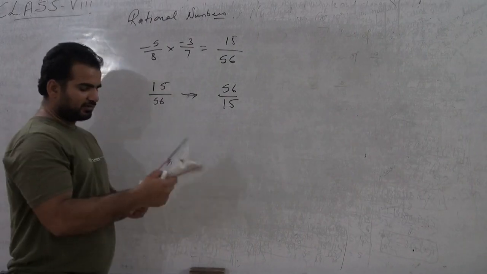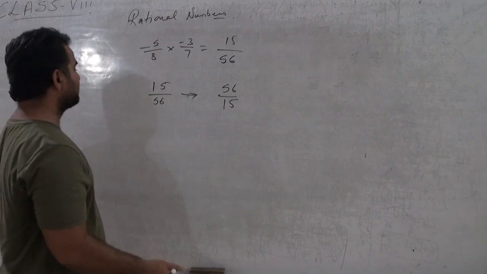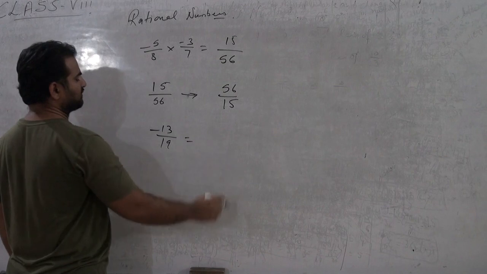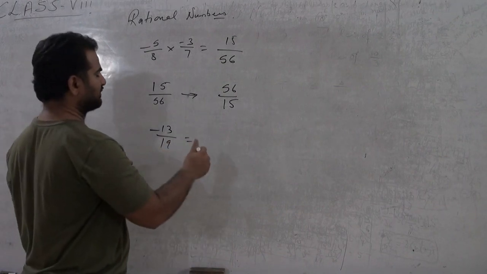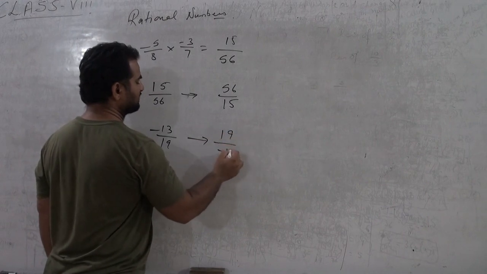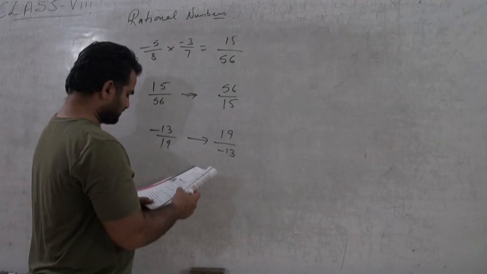Like we have to find the multiplicative inverse of minus 13 by 19. Minus 13 by 19. So what we have to do is just reverse the order. So it will be 19 by minus 13. Okay. Next question is question number 5.